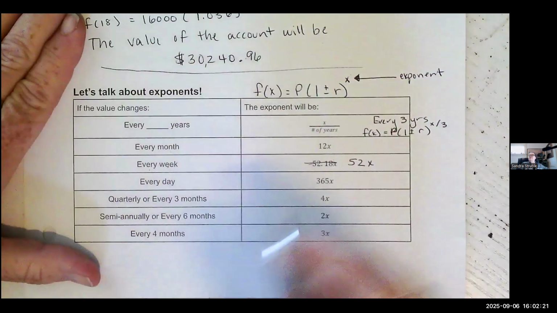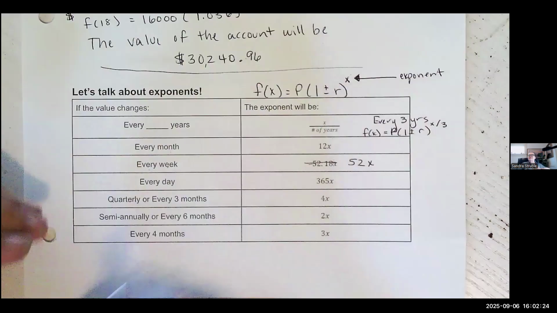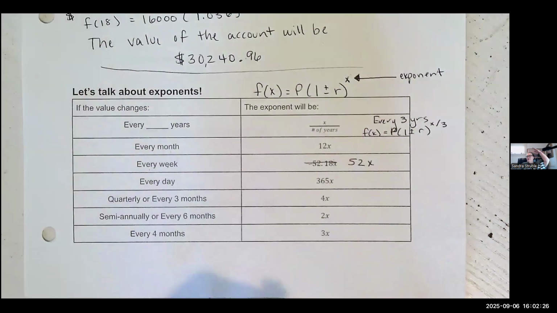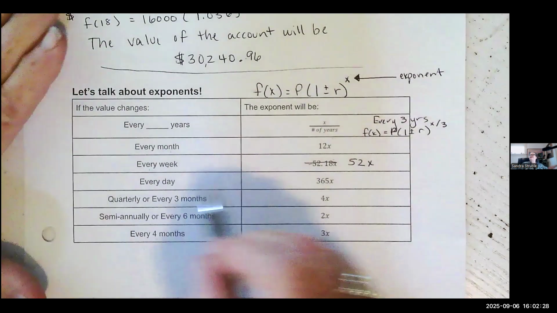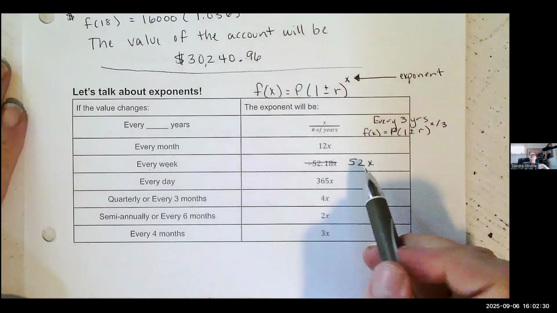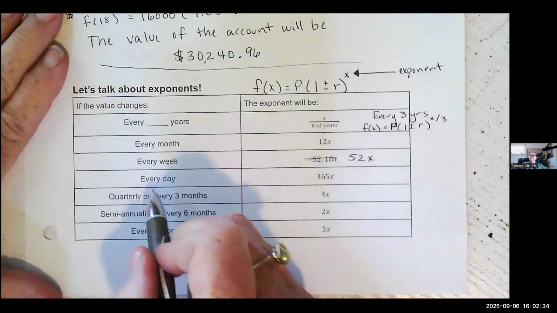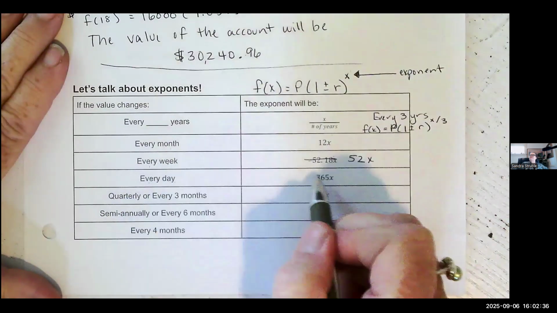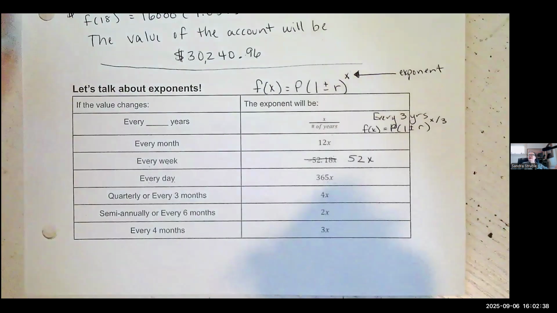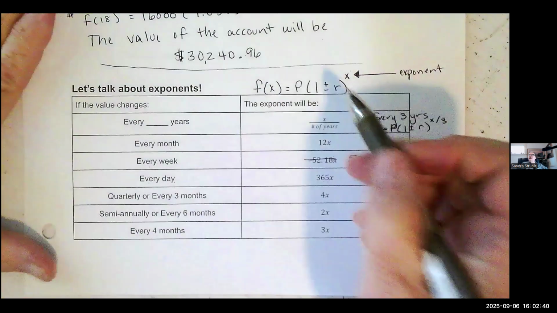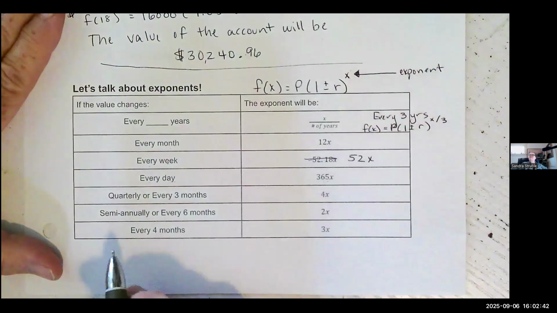Okay. The 52.18 is more accurate because that's what professors higher than me wanted us to use. But you know what? Mom's going to want 52x. I'm cool with 52x because that's what everyone in the world talks about anyways. Every day would be 365x. Again, that's how many are in a year, times x. So that's what would be in the exponent.